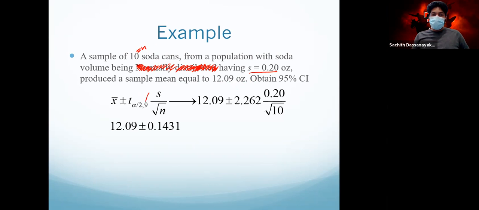So the degree of freedom, you have 10, so n minus 1 is 9. Alpha over 2, since we are dealing with a confidence interval, you have to take alpha over 2. What is alpha? Alpha is 0.05, because it is 5%. So alpha over 2 is 0.025. So go to the table and find this value. I think last time I showed you how to get the value. So that value is 12.09.